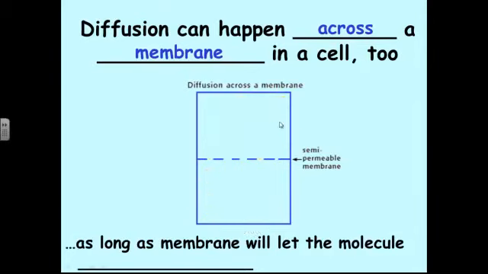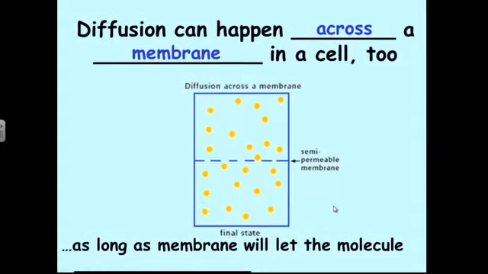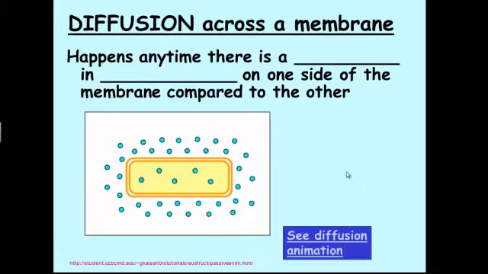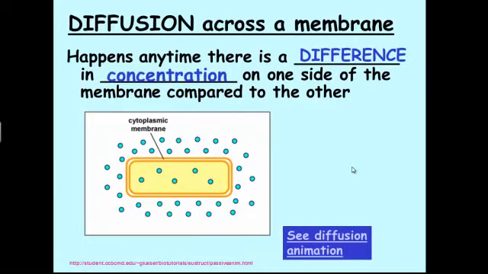If you put lots of yellow dots in the top box and very few at the bottom, with a membrane in between, high concentration on one side of the membrane, low on the other, those molecules will move by diffusion to cross the membrane and fill up the space equally, as long as the membrane will let the molecule get through. Remember, membranes are selectively or semi-permeable, and that means not everything can pass through the membrane. Diffusion happens anytime there's a difference in concentration on one side of a membrane compared to the other.